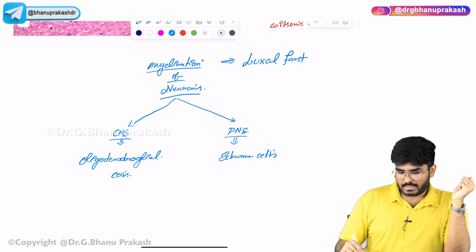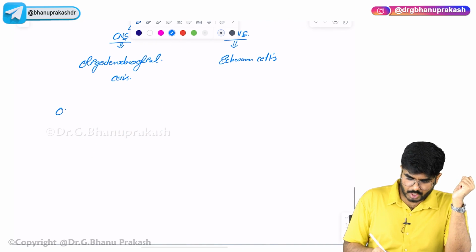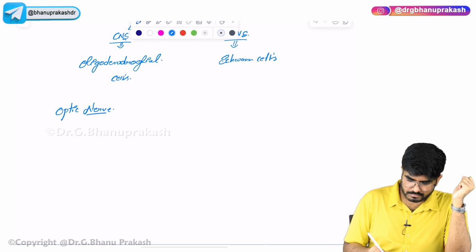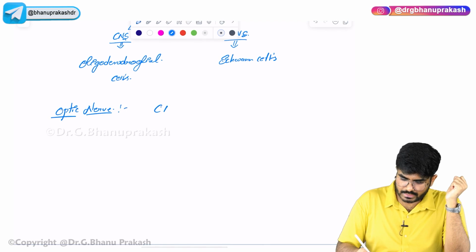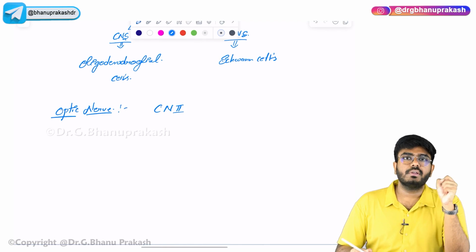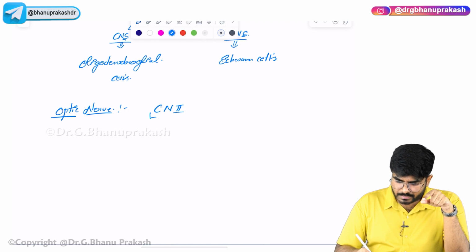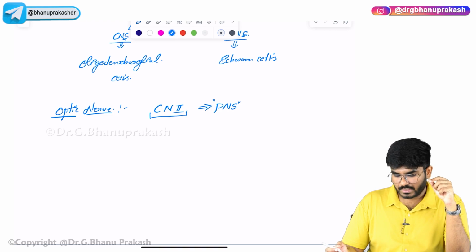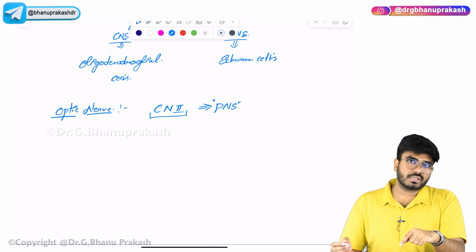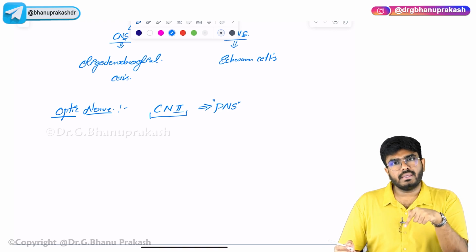Some important points about the optic nerve. Optic nerve is the second cranial nerve, right? As it's a cranial nerve, is it under the central nervous system or peripheral nervous system? It's coming under the peripheral nervous system. All cranial nerves and spinal nerves are coming under the peripheral nervous system. So who should be doing the myelination? The myelination should be done by the Schwann cells.